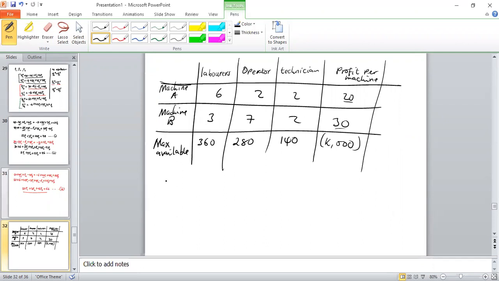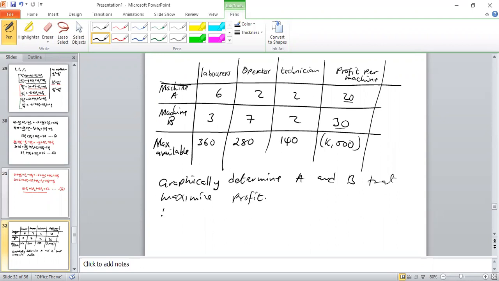Then they are saying graphically determine the number of machines A and B which will maximize the profit. So we graphically determine the number of machines A and B that maximize profit.